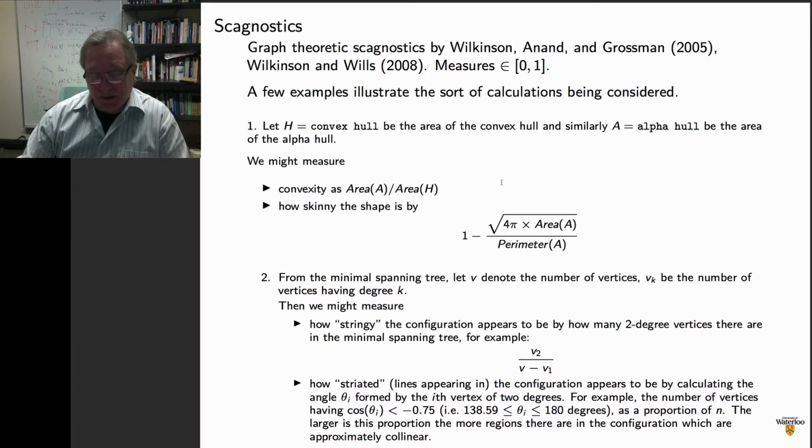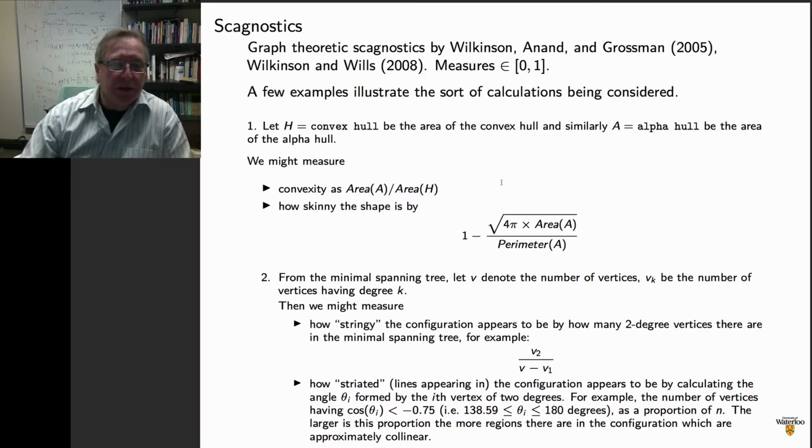So, skinny, that's a word that's being used here. This particular calculation captures some things that we mean by skinny, not other things, but I'm not going to go into that. I'm just going to call this skinny. And the idea is comparing the area of the alpha hull to the perimeter. So if this area is really big related to the perimeter, then this is going to be close to 0, and it's not going to be very skinny.